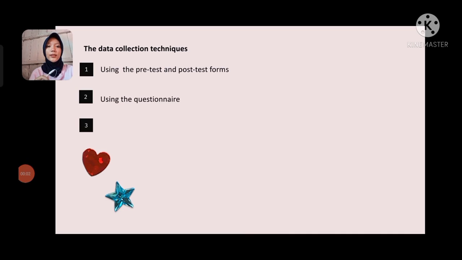Next is using the questionnaire. This questionnaire is used to assess the extent of students' responses in learning to write the speech text using the discovery learning models. Next is using observation. So the purpose of observation in this study is to measure the process and student learning in class.